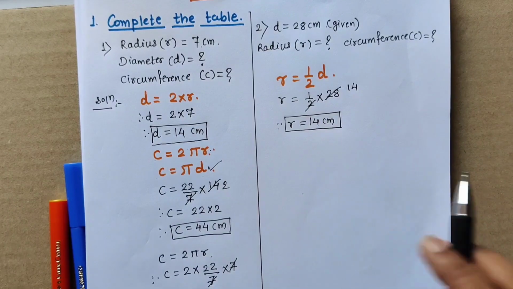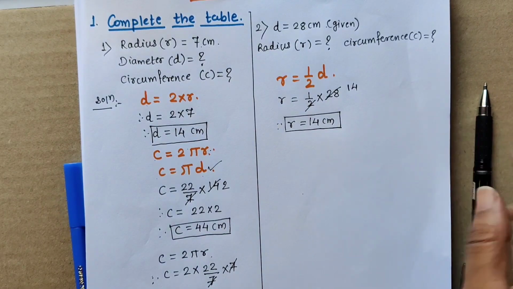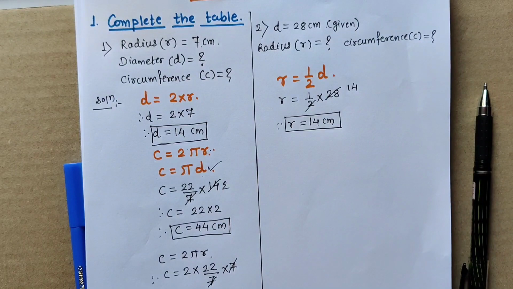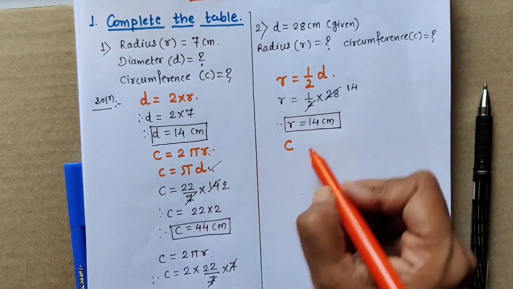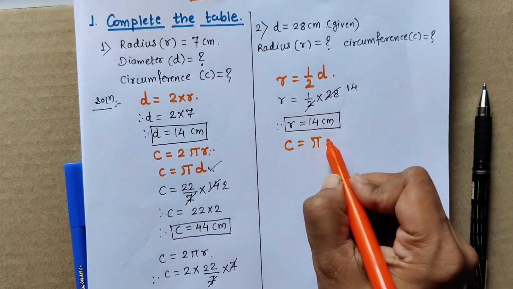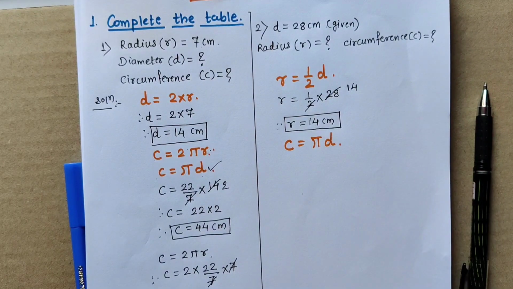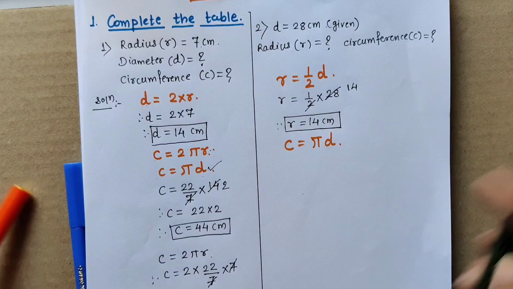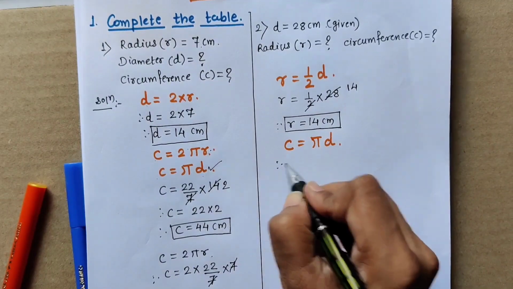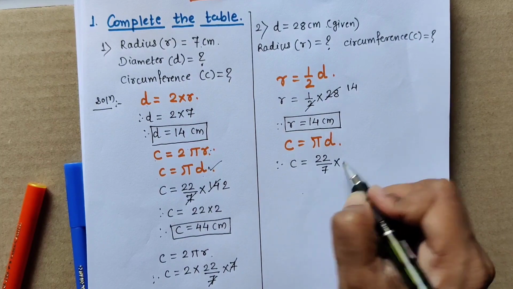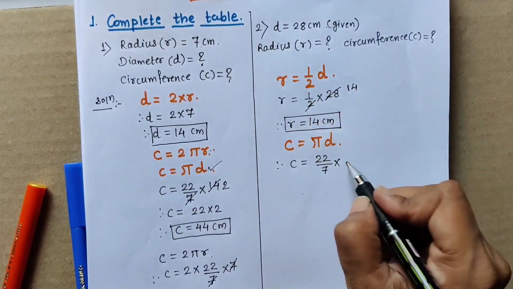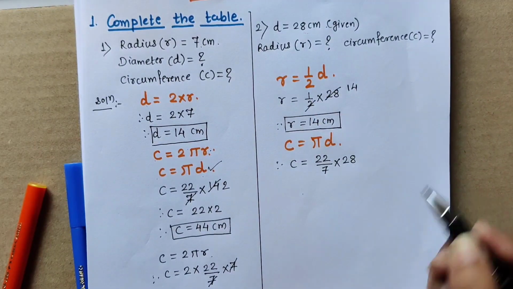Now let us find out the circumference. As we have got the radius, we have to find out the circumference also. So circumference formula, we can use any one of these formulas. I am using the second one. C is equal to pi d. This is the formula. So let us write the value for d. Therefore C is equal to pi value 22 upon 7 we have to write, and d value is given 28. So in place of d I am going to write 28.